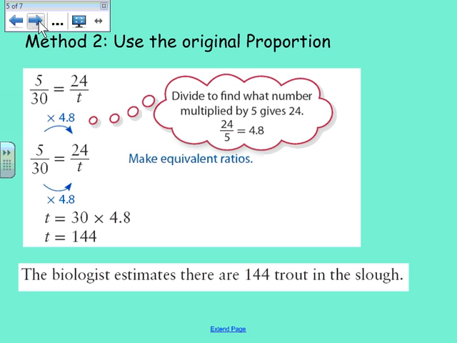The other way to do it is 5 to 24 is what? Times what equals 24? So we find this out by dividing 24 divided by 5 equals 4.8. Whatever we do to the top, we have to do to the bottom. 30 times 4.8 equals 144, which is the same answer we got before. Hopefully this makes sense. If not, we'll cover it in class.